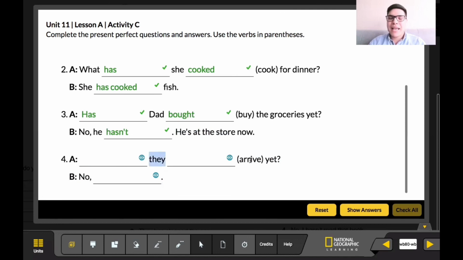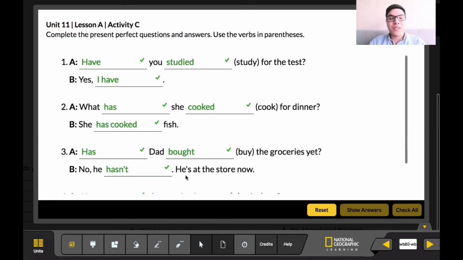Let's do our last exercise. We have the word they, and we have the verb arrive. So they arrived yet. This is a yes or no question. So have they arrived? What is the past participle of arrive? Exactly. Arrived. Have they arrived yet? No, they haven't. This is how it works. It's very simple.